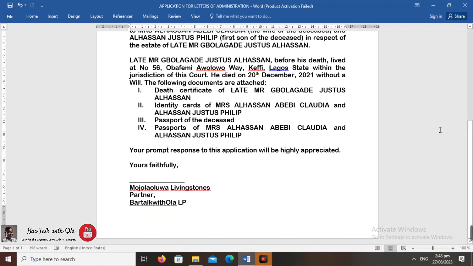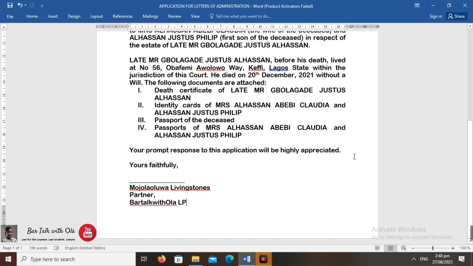You must include this, very important, because if they have a will, then executors will have the will read and they will execute the will. But this is a letter of administration because there's no will. We're asking the court to grant powers to administrators instead of executors to execute the will. The following documents are attached.